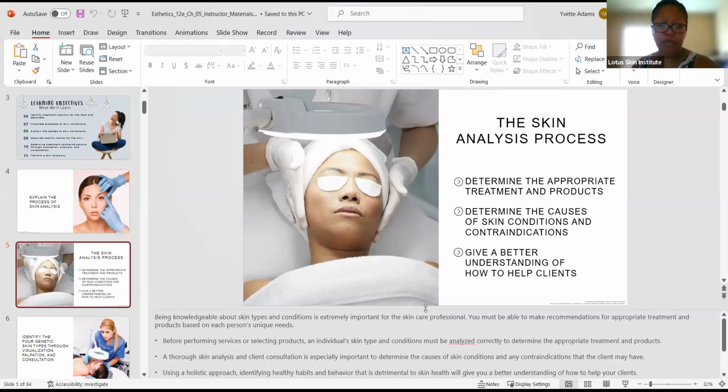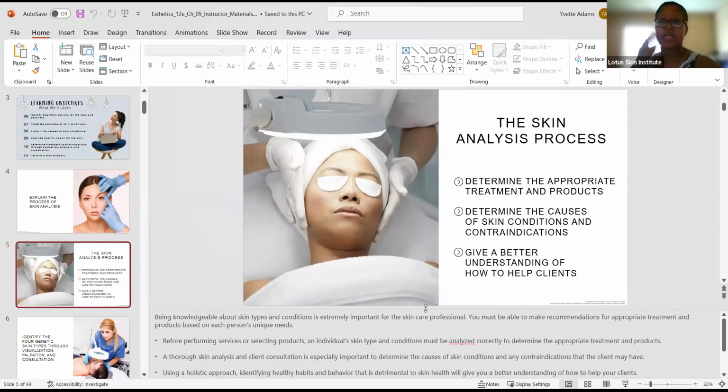So before performing services and selecting products, you must identify skin type and conditions. A thorough skin analysis and client consultation is very important to determine the causes of those conditions, and the contraindications that they may have. 9 times out of 10, you're going to get that information from conversation, through the consultation. You can look at skin and determine a lot about what's going on with the skin, but the why can be different, right?